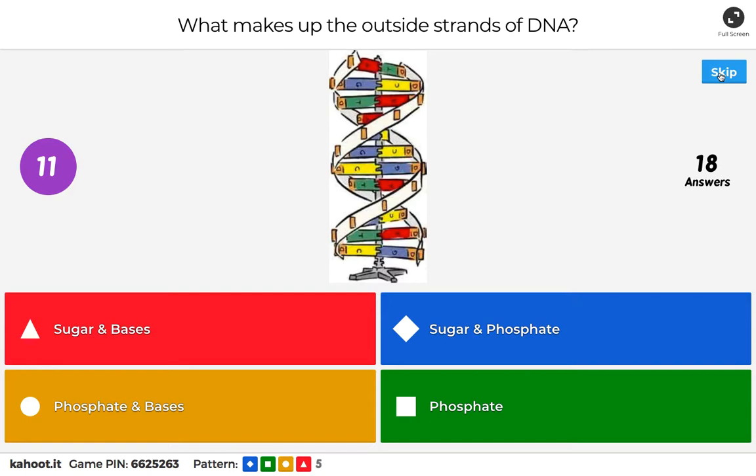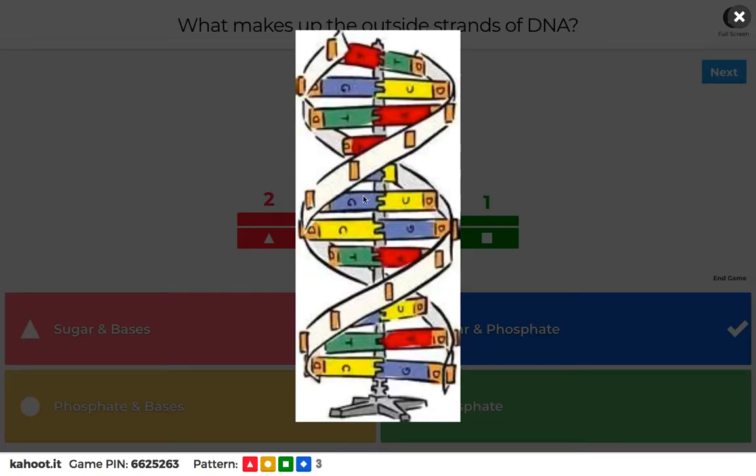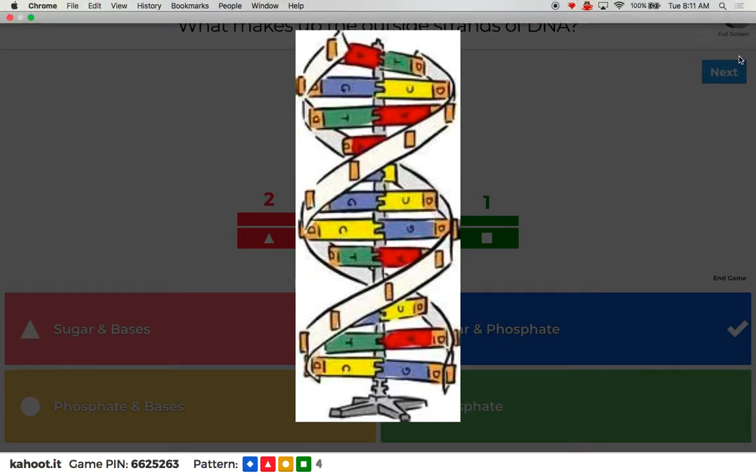What makes up the outside? The backbone. Not the rungs of the ladder, the backbone. So on my model, it's the black and white parts. Sugar phosphate. The rungs of the ladder are the bases. Okay, so this is the bases. This is a sugar, phosphate, sugar. Okay, that is the backbone.